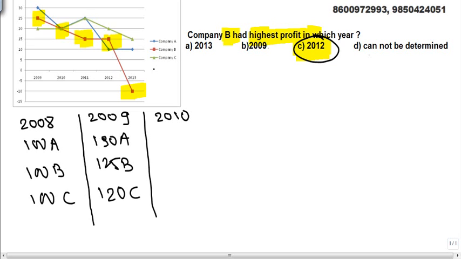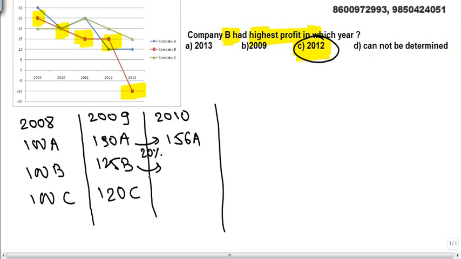2009 to 10, listen, they are not having the same profits, but none is reducing. All are growing by 20%. A grew by 20%. I have done the calculations in approximation. The 20% increase: in this case 20% of 130 is 26, so 156A.